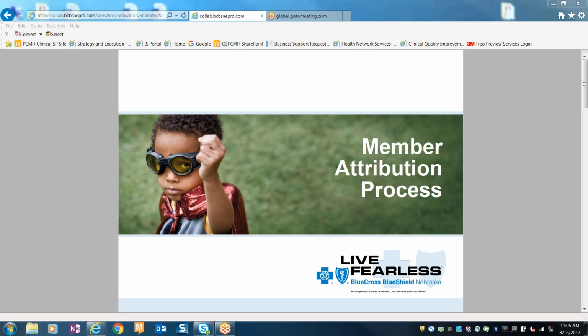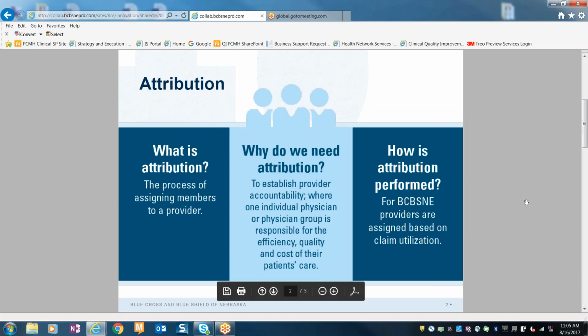So as I'm sure most of you know, we partner with a vendor, 3M Analytics, that helps us with our monthly attribution process. So what I'll do is I'll walk through their monthly process and I'll tell you a little bit about how this works, what the process looks like.